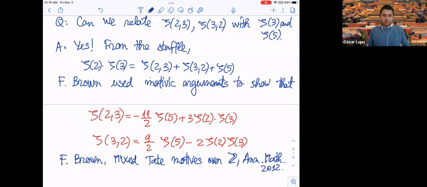So as you can see, we can express the two in terms of these. And in fact, it's enough for you to prove this one here. If you prove this one, the first one, you can derive the other one from the Stuffle relation, right?